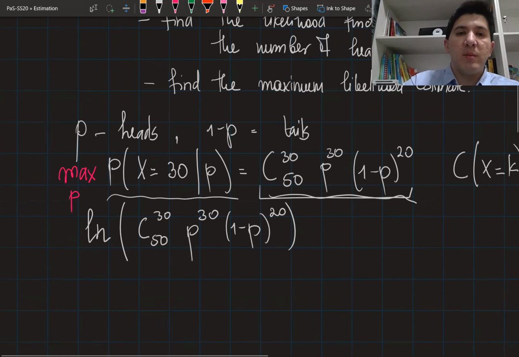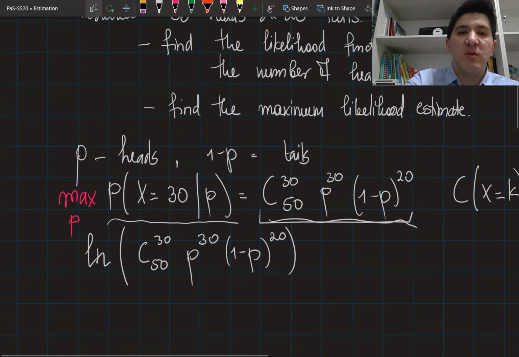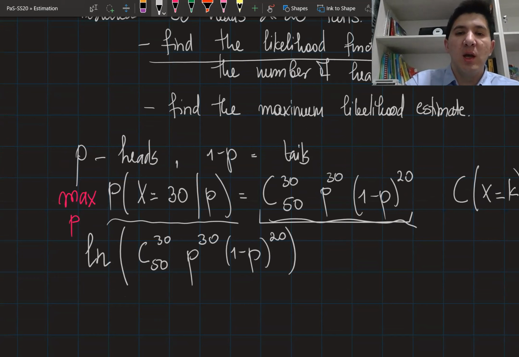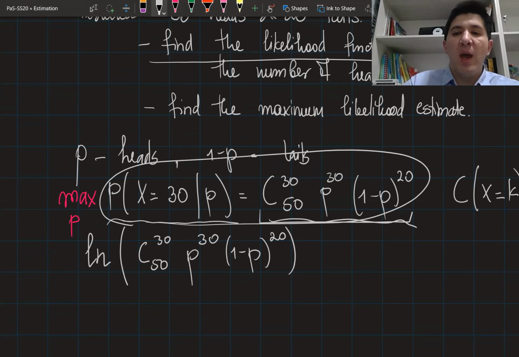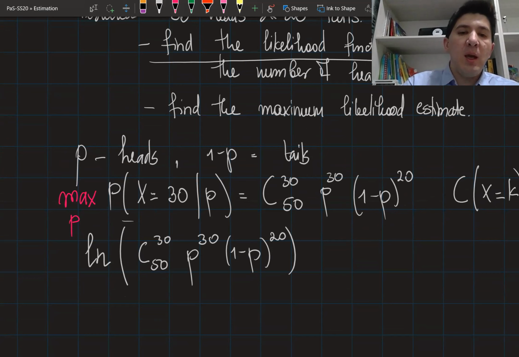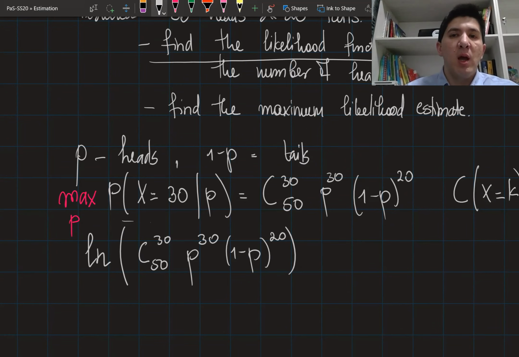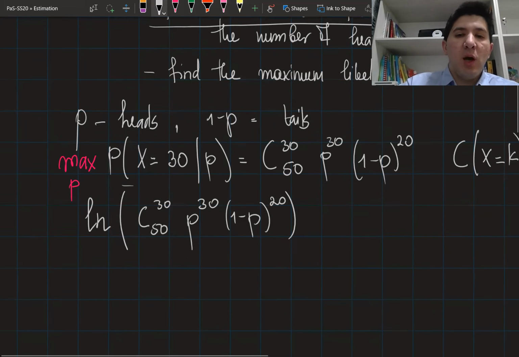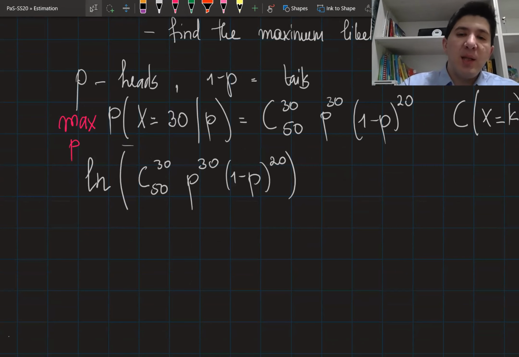So for the first part of this question, find the likelihood function. This is the likelihood function already. And we are solving the second problem: find the maximum likelihood estimate. Basically, find a value for p which makes the likelihood function maximum. So in order to do this, we are going to take the ln.